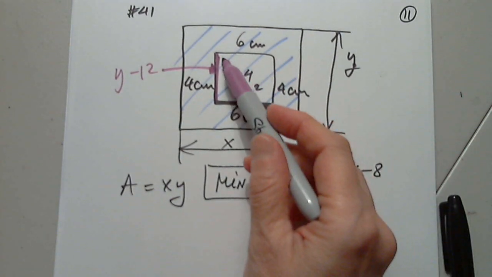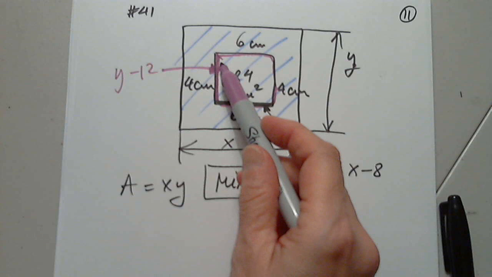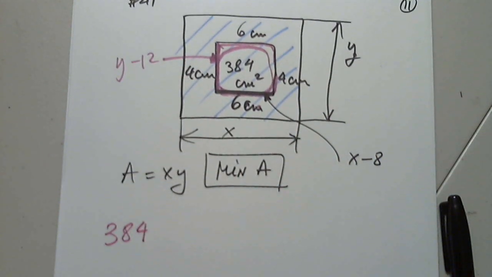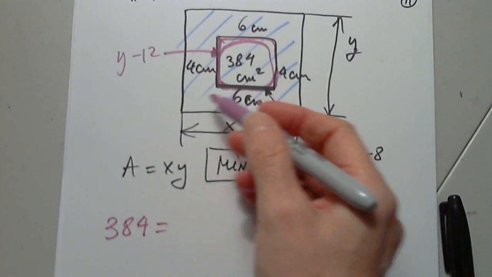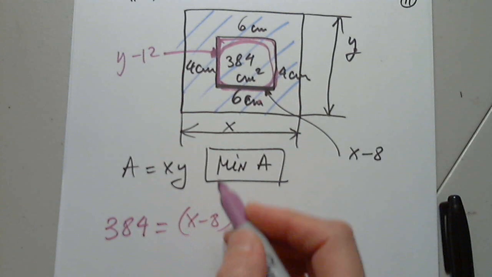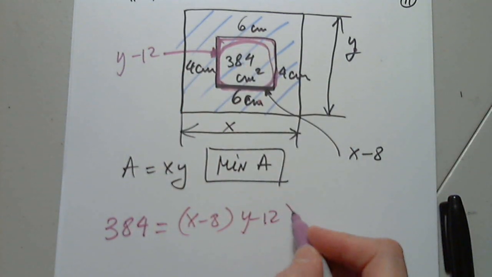So I know that this area, this is given to us as 384. But this must equal base times height. What is the base? x minus 8. What is the height? y minus 12.